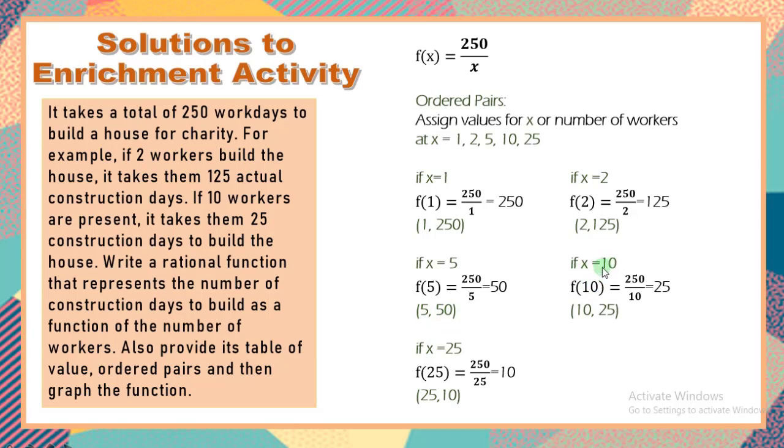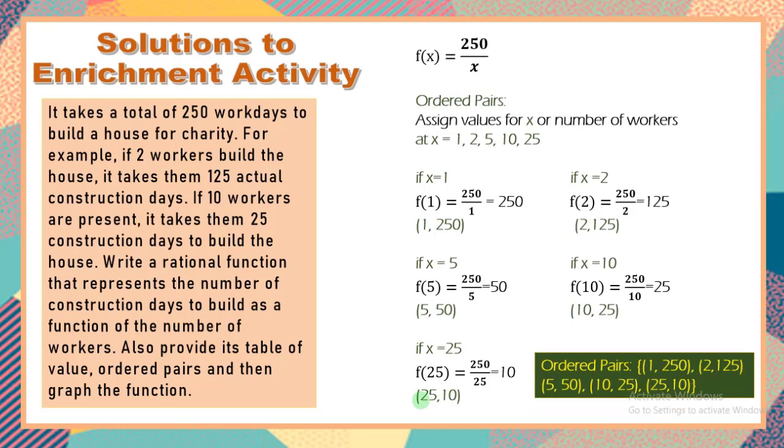Next, if x is equal to 10, f(10) is equal to 250 divided by 10, which equals 25. So for our ordered pair, we have here (10, 25). And lastly, if x is equal to 25, f(25) is equal to 250 divided by 25, which is equal to 10. So for our ordered pair, we have here (25, 10). So for the set of our ordered pairs, we now have (1, 250), (2, 125), (5, 50), (10, 25), and (25, 10).